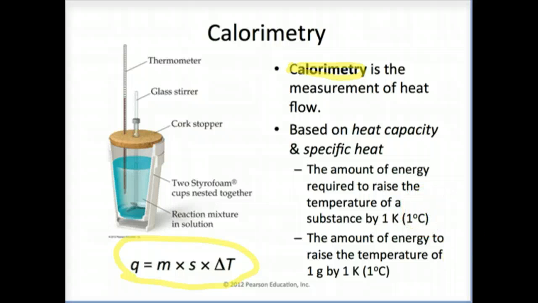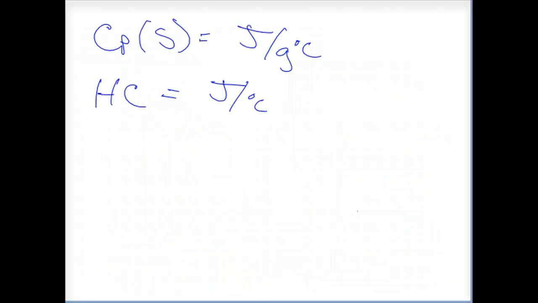And this you can see by the units involved when you're talking about heat capacity versus specific heat. The difference is simply the presence of the gram. When we deal with specific heat, it's joules per gram degree. When we deal with heat capacity, it's just joules per degree.